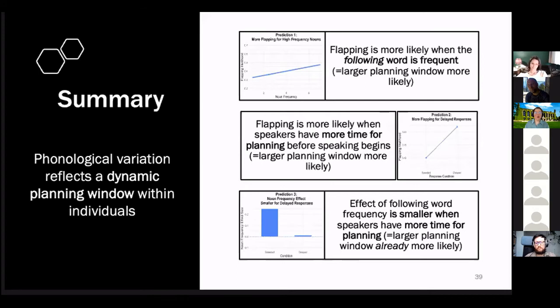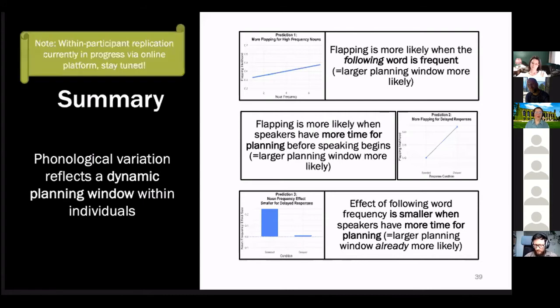So what this phonological variation reveals is a dynamic planning window within individuals. And so we can also think about it in the other way, in the phonological way, by saying phonological variation is partly attributable to variation in the speech planning window.